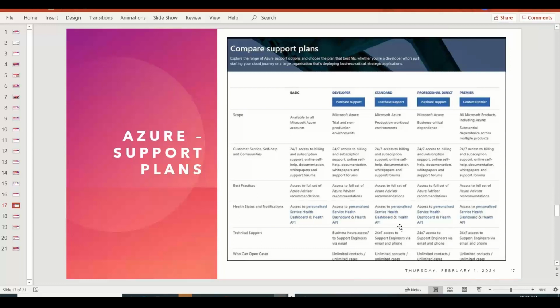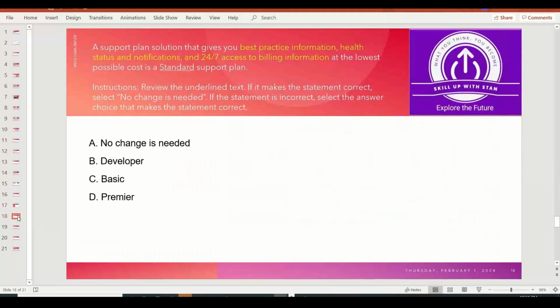With standard you get 24/7 access to the support engineers, and you can get unlimited cases. So in all the plans you'll get 24/7 access to billing details, subscription details, online help, documentation, support forum, white papers, all access will be available. Let's see what kind of questions we will get in this support plan.